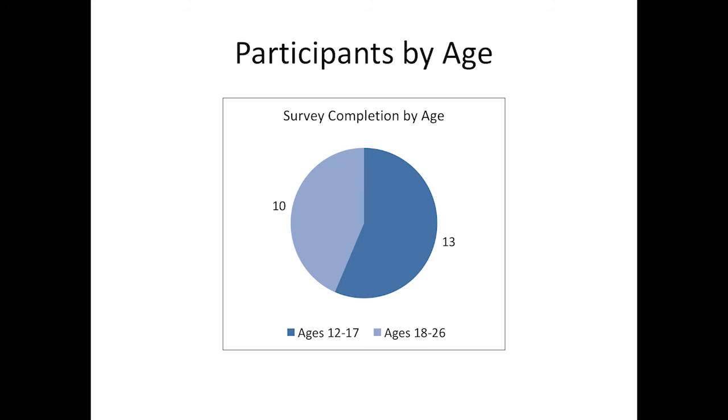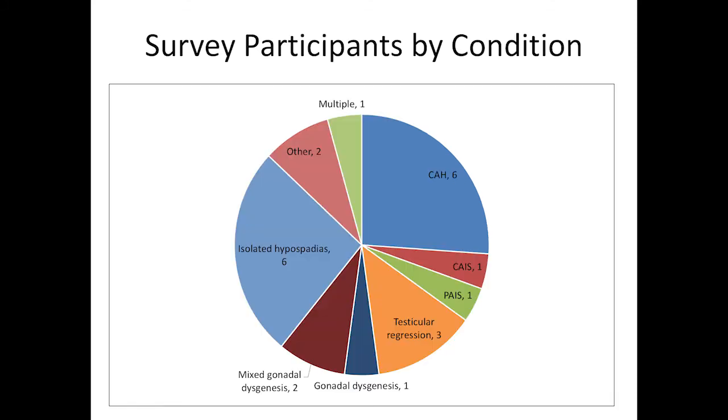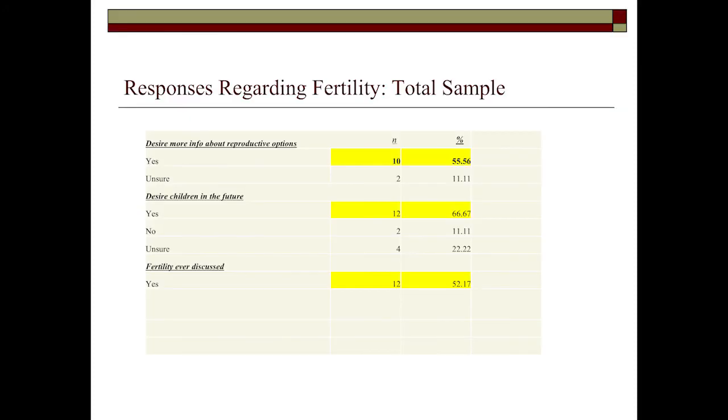So it left 8 younger kids who filled out surveys that answered fertility questions, and 10 in the older group. Altogether, we have 23 so far. We have about half male and half female participants, and these are the conditions that are represented. The most frequent conditions represented so far are CAH and isolated hypospadias. The second most frequent is testicular regression syndrome.